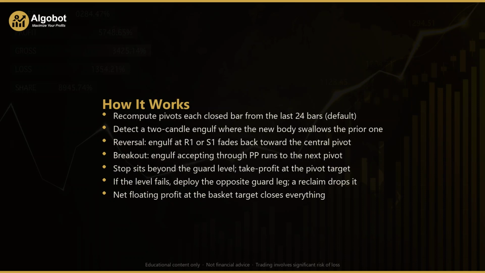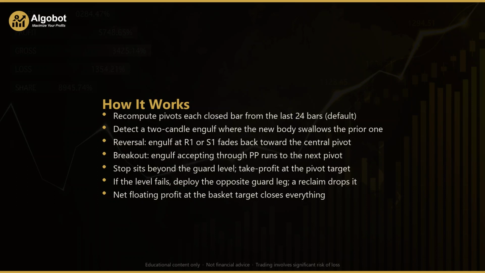On every newly closed bar, the strategy recalculates its floor pivots from the last 24 candles, giving it a fresh central pivot, resistance, and support. It then inspects the two most recent closed candles to check for an engulfing pattern. For a bullish engulf, the older candle must be bearish and the new candle must close higher, with its body at least as large as the prior body and fully covering it. A bearish engulf is the mirror image.